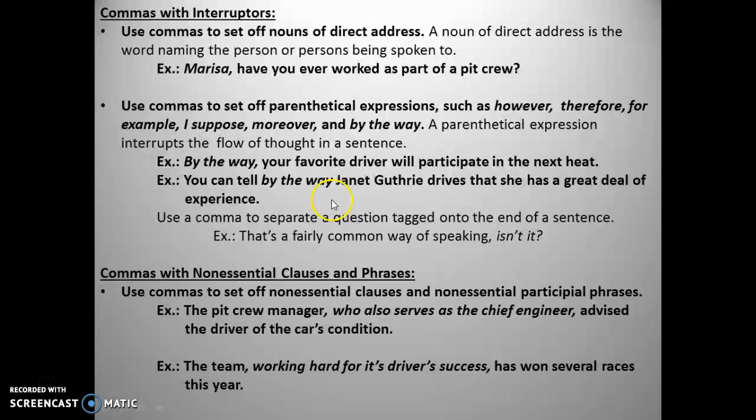So, in case you care, your favorite driver, the unitalicized portion of the sentence makes a perfect sentence and loses nothing except essentially the tone of voice when you drop by the way. However, in the next sentence, by the way is essential to the sentence, and you'll notice that there are no commas. If we take it out, the meaning of what's left changes. In addition, when you tack a question onto the end of a sentence, that's a fairly common way of speaking, isn't it? The comma serves as the glue.